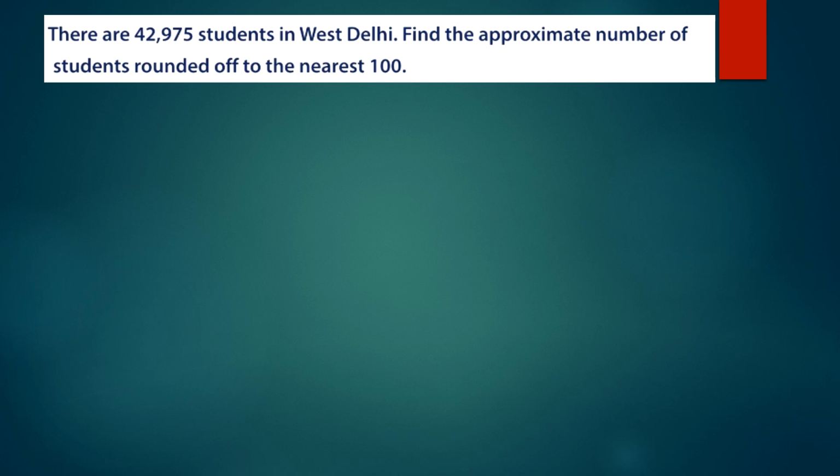There are 42,975 students in West Delhi. Find the approximate number of students rounded off to the nearest 100. So you see the number is 42975. The comma is here. The one nearest 100. Hundreds place is 9. Write the smaller range. Write the bigger range. And then look to the right.